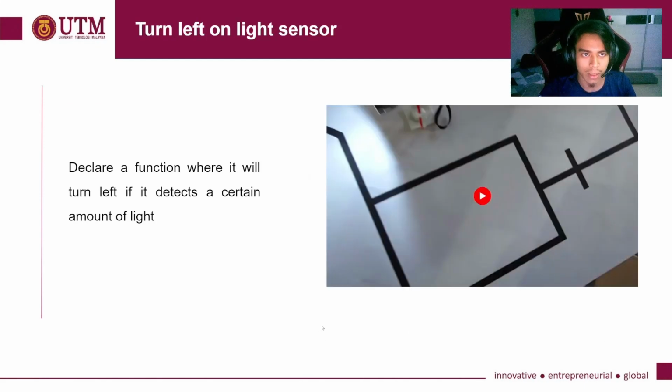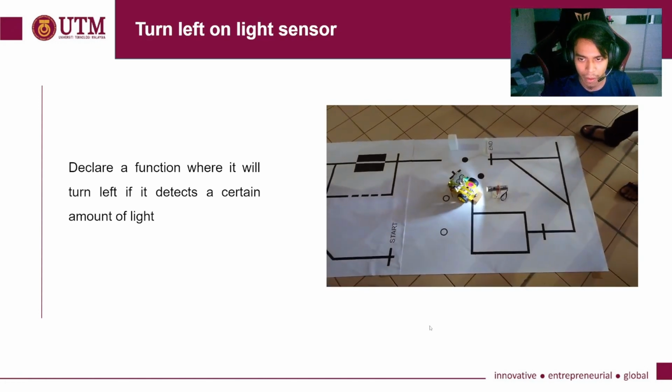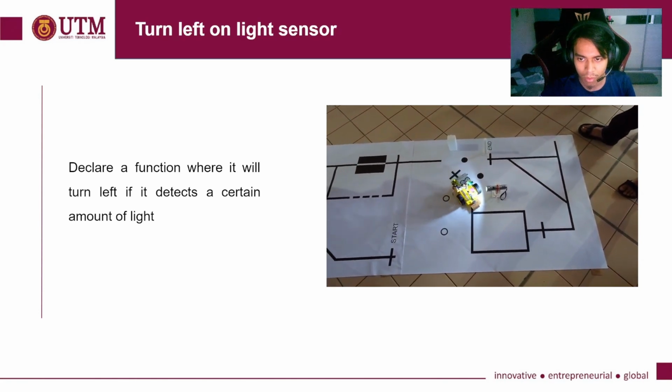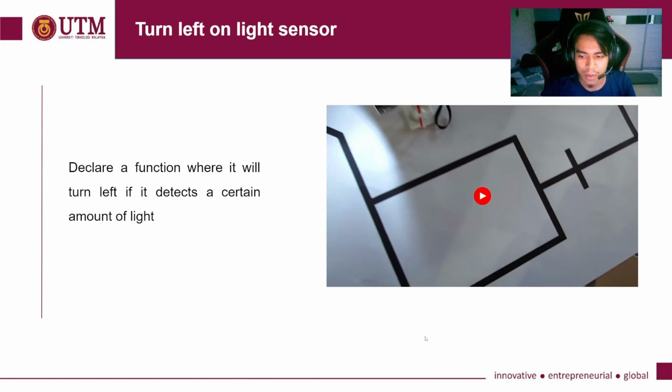The last one is the turn left on light sensor. We declare a function where it will turn left if it detects a certain amount of light. Here's how it looks. Since this environment is a little brighter than the one we tested in the lab, it has a little bit of error, so that's why it's not working properly here.